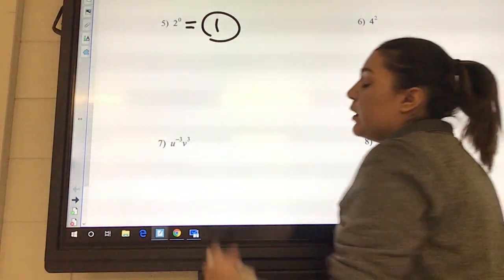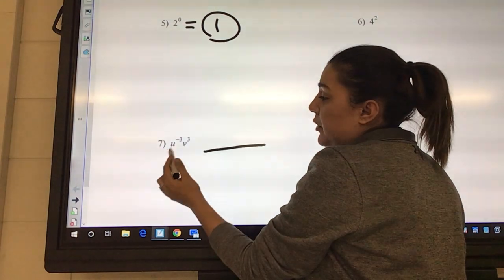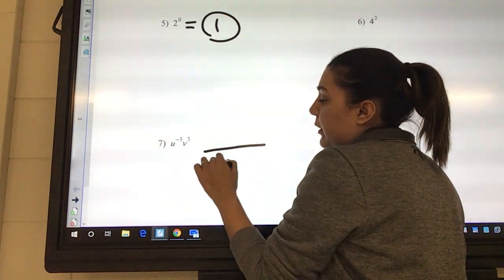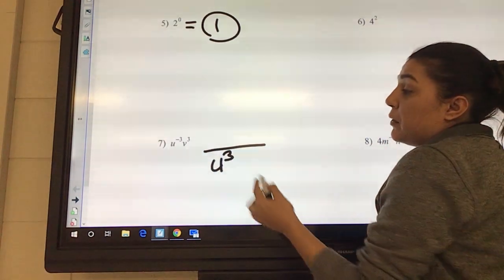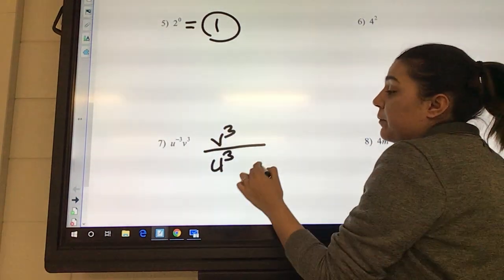Okay, 7, we have some negatives, and so I can draw my fraction bar. U to the negative 3, well, that needs to go on the bottom, and it turns to a positive. V to the 3 is already positive, so we leave it up top.